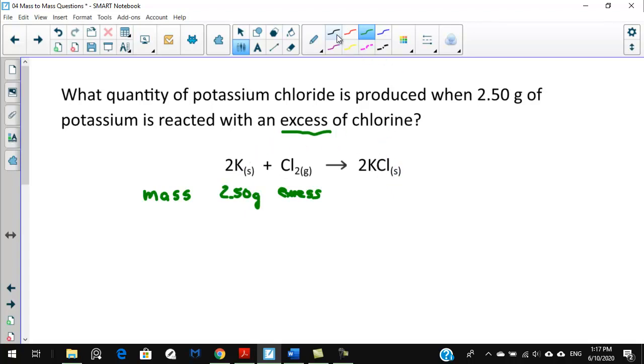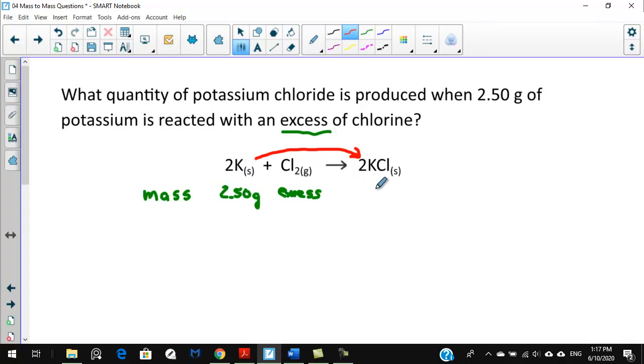So in this question, we're going to take that 2.5 grams that we're starting with, assume that we use it all up, and figure out how much of this we are going to make. Now, there's a ratio here of 2 to 2, which could also be simplified to 1 to 1, but it's not going to make 2.5 grams over here. This is a ratio of particles.